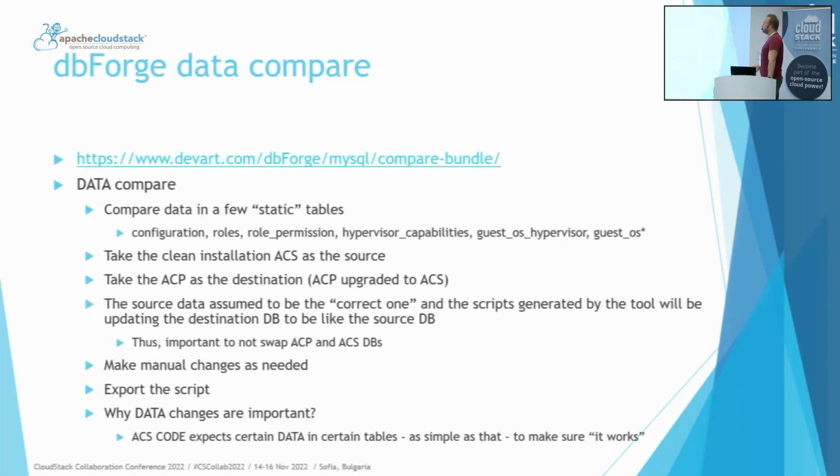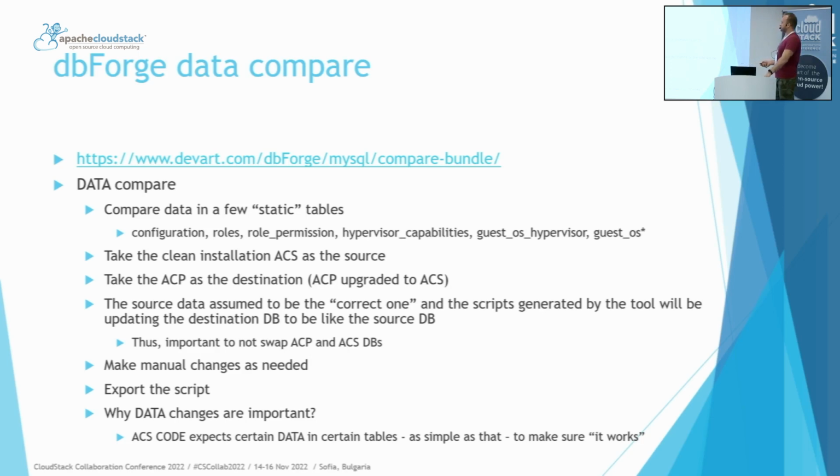Now, moving away from the dbForge schema compare, now we are with a data compare. So the idea here is to compare basically data in certain, let's call them system or static tables. So we are not going to compare data, for example, in VM templates, VM instances, logs, those kind of tables that get a lot of data from day to day. The idea is to check those system tables like the configuration table, which is global settings, or roles and role permissions, which are known by experience to be completely missing or empty in CloudPlatform, then hypervisor capabilities, and so on.